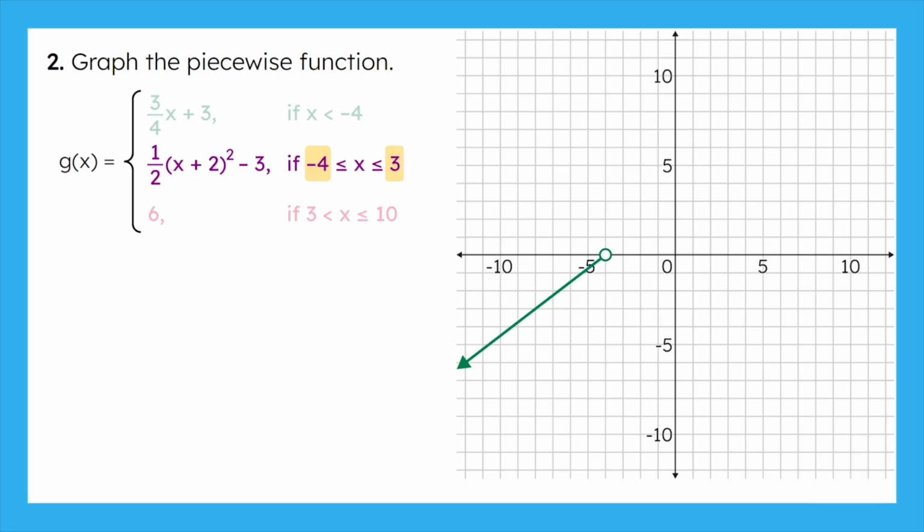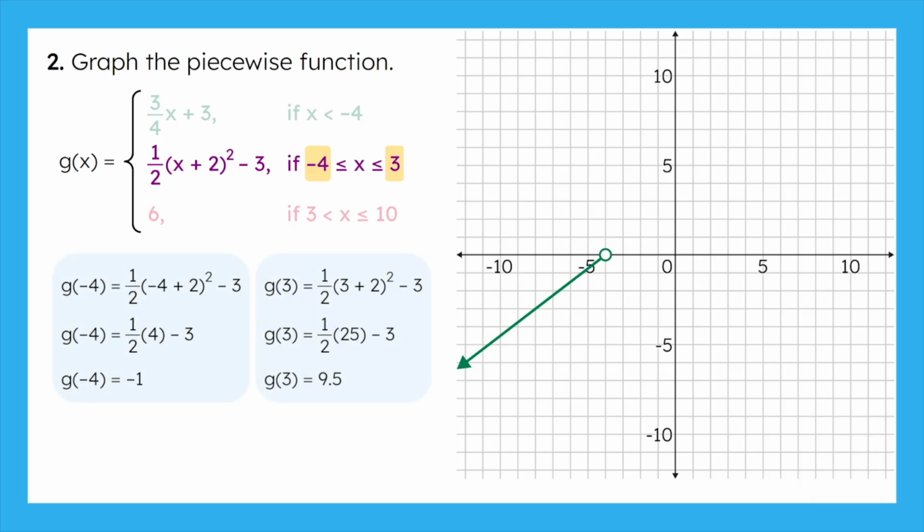The endpoints for this interval will be at -4, -1, and 3, 9.5. Since both inequality symbols include the equal to line, both points are plotted with closed circles.